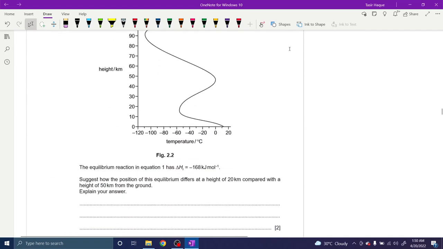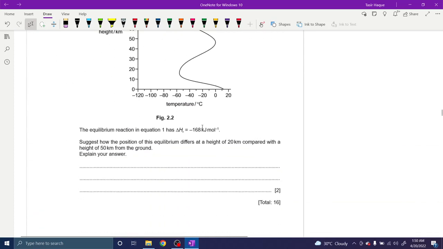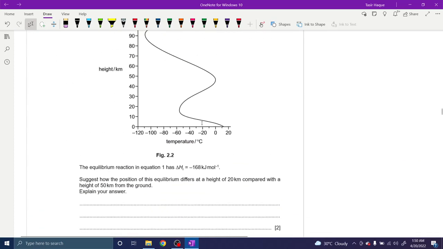So the equilibrium reaction in equation 1, this one, SO2 plus N2, they're saying that it is exothermic. Suggest how the position of this equilibrium differs at a height of 20 kilometers compared with a height of 50 kilometers. So check this out. At 20, the temperature is around minus 60, and at 50, the temperature is around 0. So at 50 km the temperature is higher, and at 20 km the temperature is lower at minus 60. All right. So how are we going to answer this?